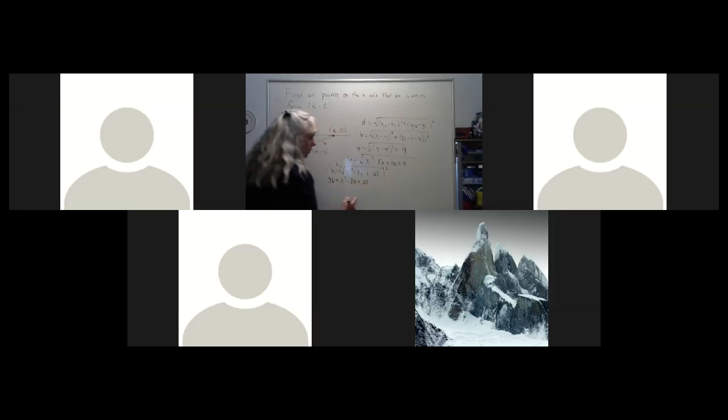Trying to figure out where to go. I ran out of room. Guess I'm going to erase my picture and kind of work backwards. Never a good thing to do, but.